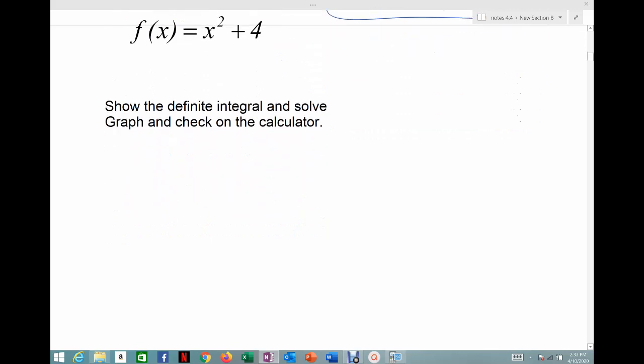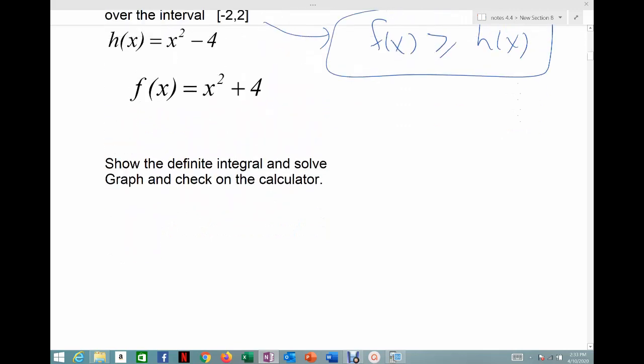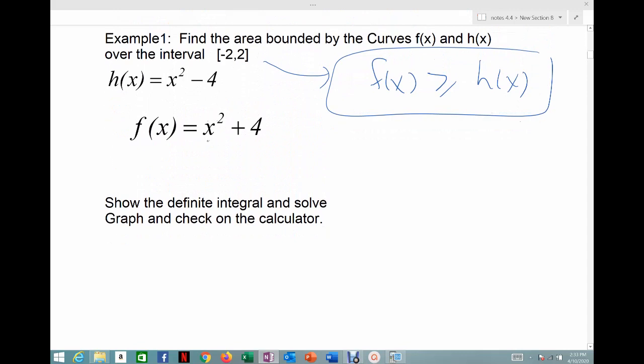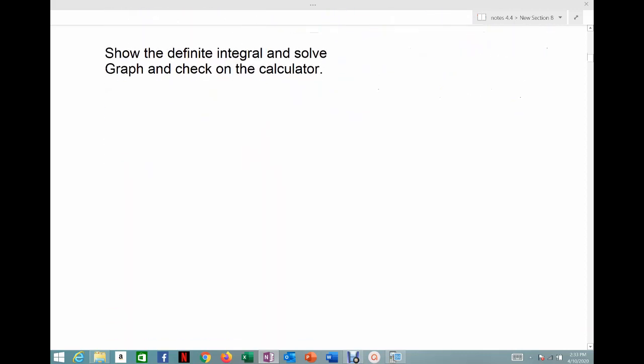Alright, and if you need your calculator to graph these, you can, though these are very simple functions. This is just the x squared function shifted up 4 units, and this is just the x squared function shifted down 4 units. So when I graph it, and you can check on the calculator if you want to, they should be parabolas. The first one starts at 4, and then again it's your parabola that opens up.